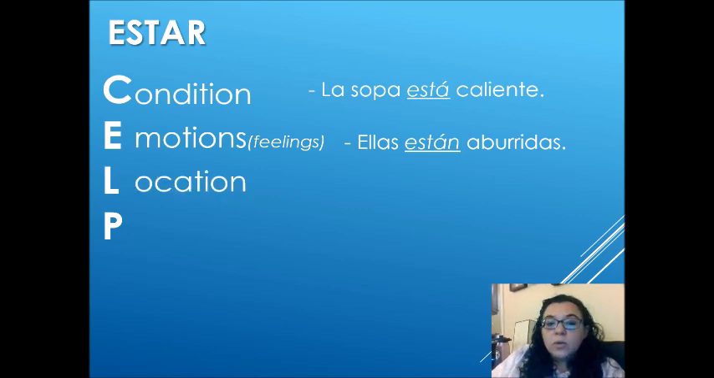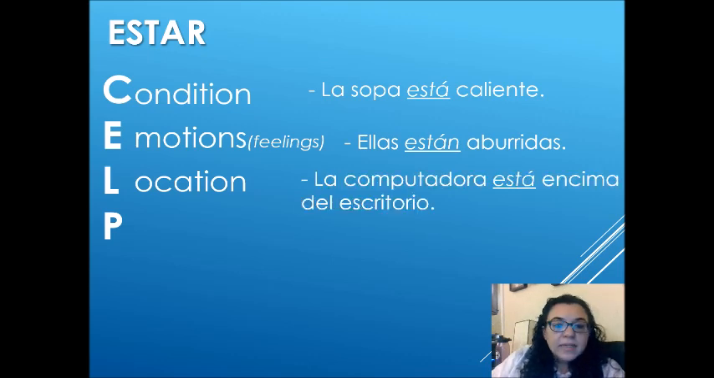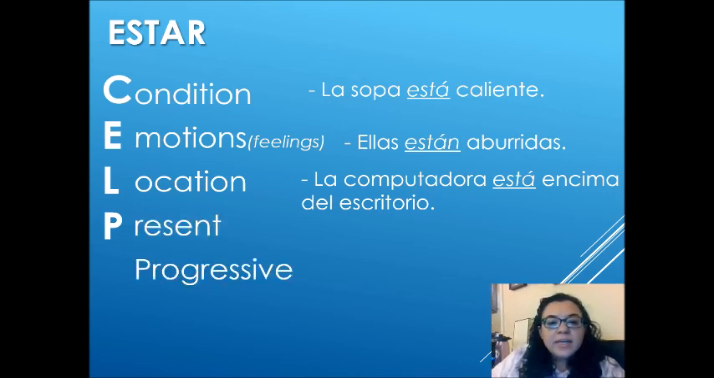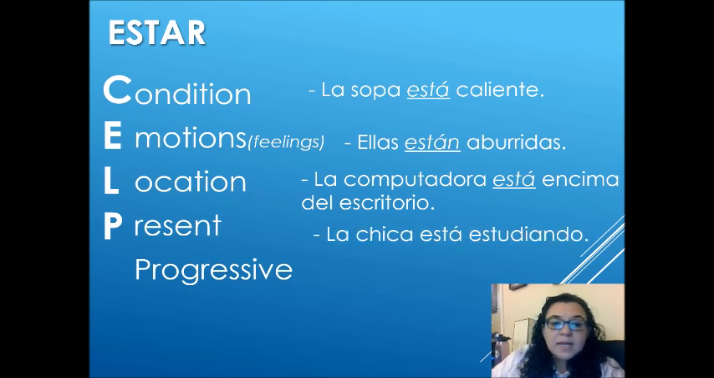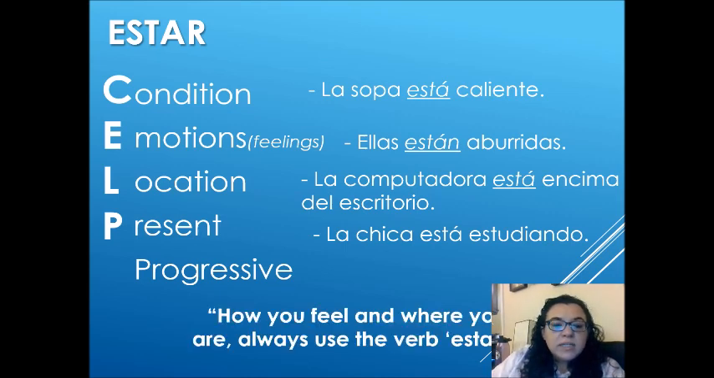The L is location, so talking about where something is or where one person is at. La computadora está encima del escritorio. The computer is on top of the desk, so we're talking about the location of the computer. And the last one is present progressive for the P. La chica está estudiando, which we've been studying last time. Now, I do like to bring up a great small phrase that my students use all the time, which is how you feel and where you are. Always use the verb estar.